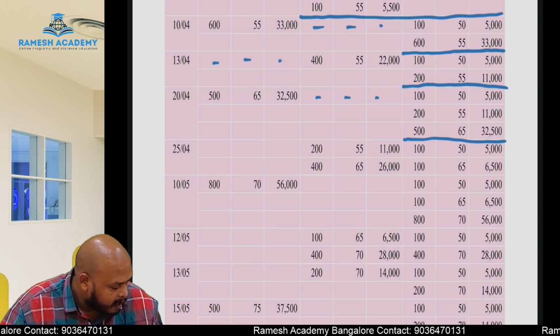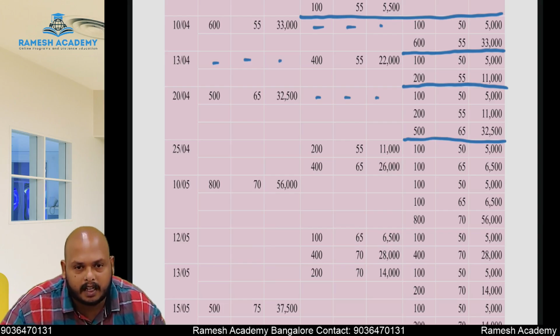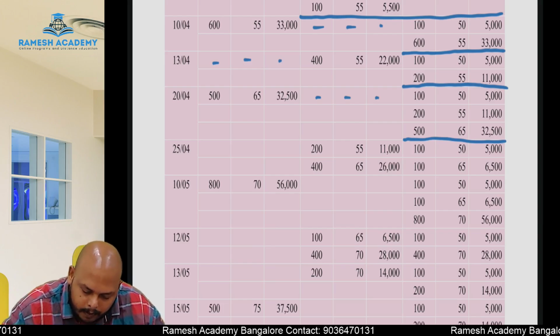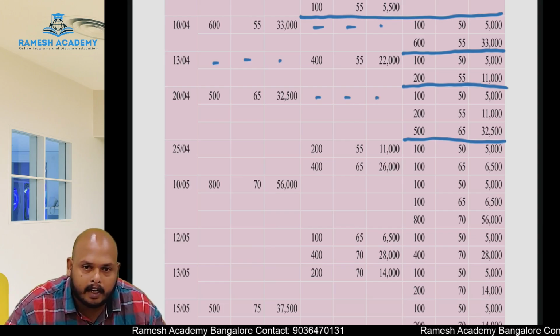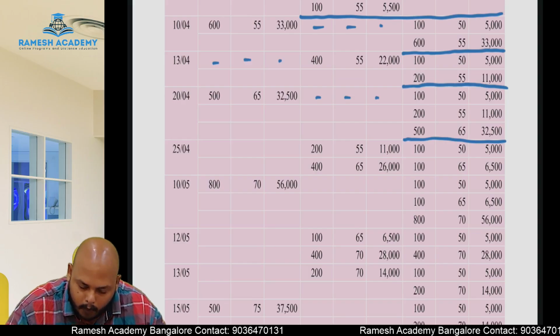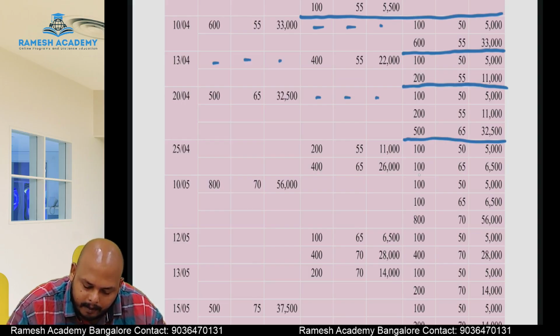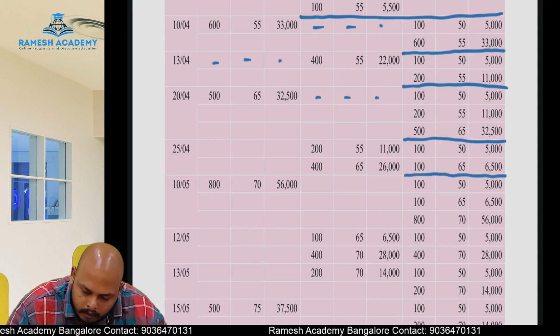Next, Nana. 25th April issued, again how many units? 25th April issued 600 units. 600 units means, see here, first we have to issue the first 200. Next, the remaining 400 we have to issue out of 500. 500 minus 400, remaining balance will be how much? 100 into 65.